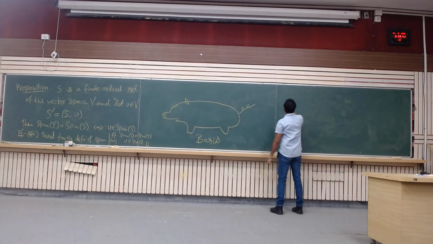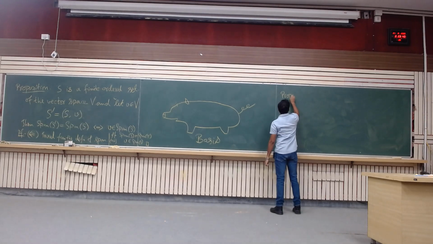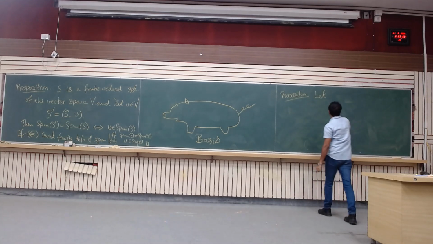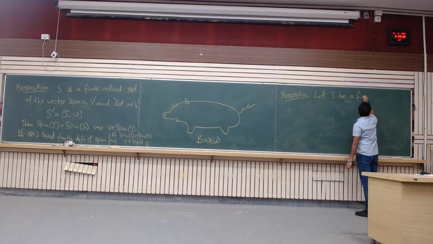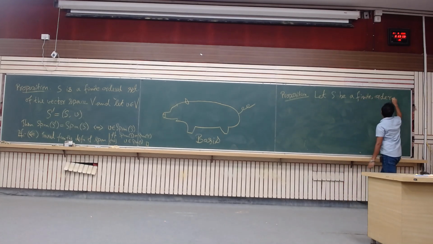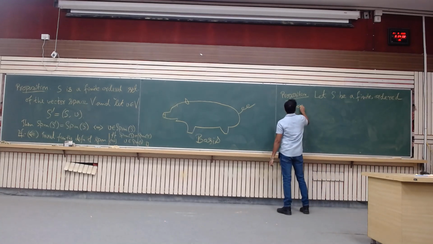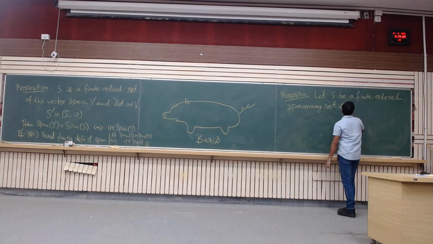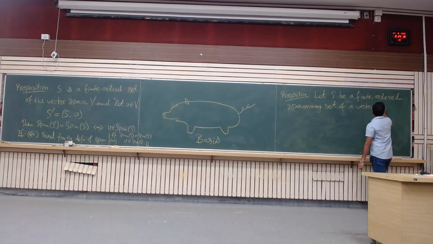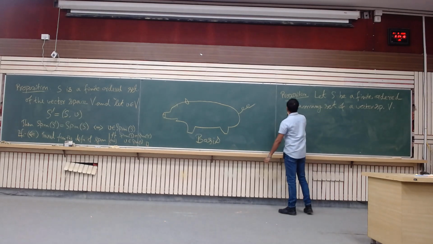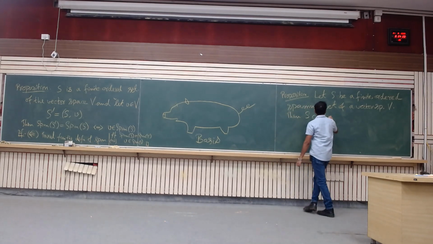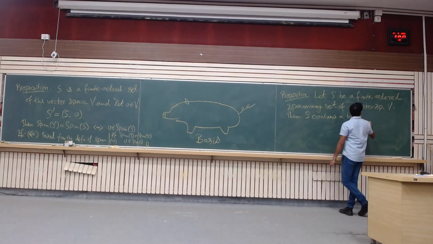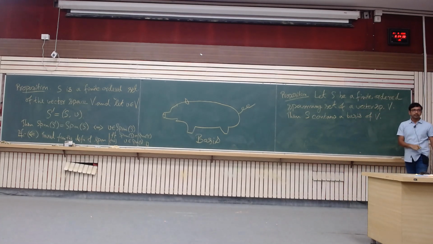Okay, so here's another proposition. Let S be a finite ordered spanning set of vector space V. Then S contains a basis of V. Okay.